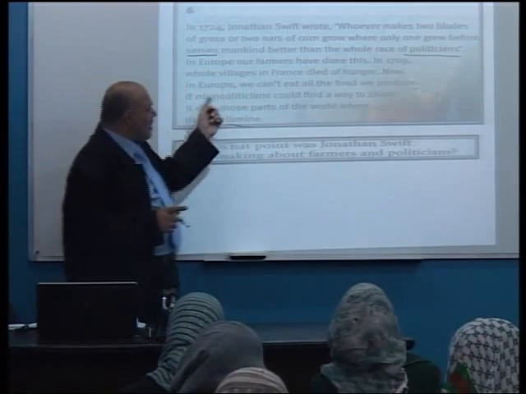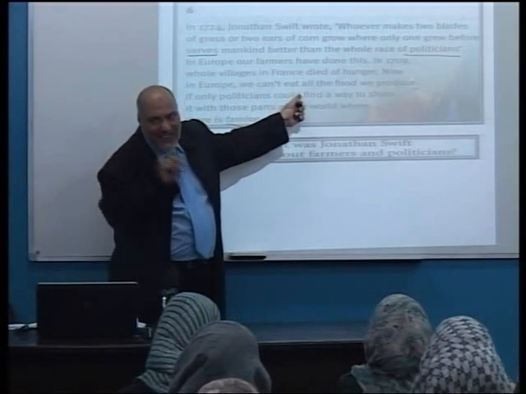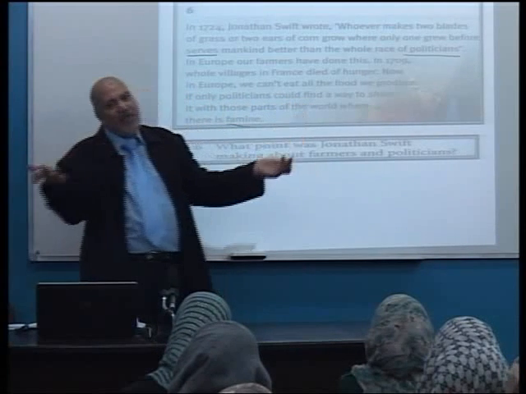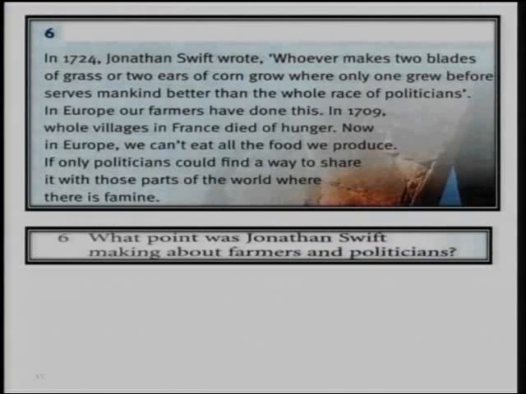So here, we hope if only politicians could find. They did not find. We hope they will find, or they could find. Understand? We hope they could find a way, a method to share it. What is it? The food, the additional food, with what? With those parts of the world where there is famine. So we have some countries with more food, some countries with no food. We hope that the politicians will give these countries some food.